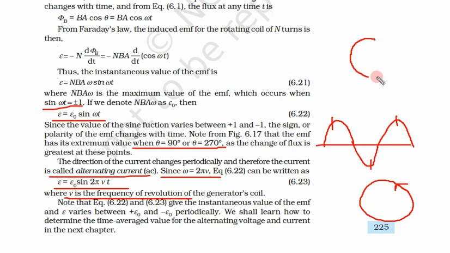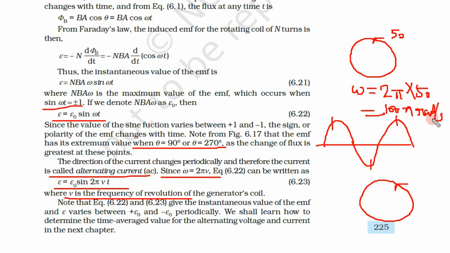Generally, this coil rotates about 50 full revolutions in a second. Then what is omega? So omega is equal to 2 pi into 50. That means rotation speed is 100 pi radian per second. So for 50 hertz, that means 50 full rotations, omega is equal to 100 pi radian per second. So this is a little bit different.